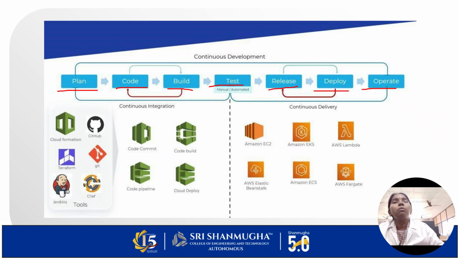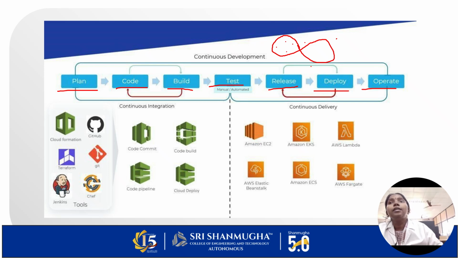This cycle may initially start from here, and it performs and starts first with plan, and the second one is code, and the third one is build and test, release, deployment, and operation. And this is the entire 7C cycle of continuous integration and continuous deployment operation.